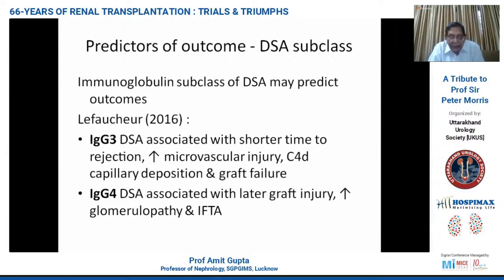Again, a publication in 2016 looked at the immunoglobulin subclass of the DSA, which could predict the outcomes. And it was seen that IgG3 DSA was associated with shorter time to rejection, increased microvascular injury, C4d capillary deposition, and graft failure. Whereas on the other hand, IgG4 DSA was associated with later graft injury and increased glomerulopathy, etc.